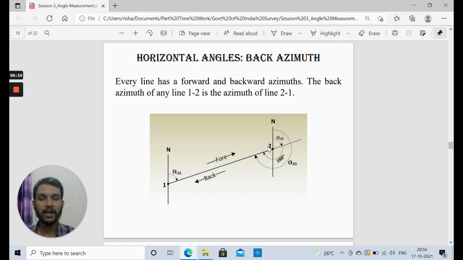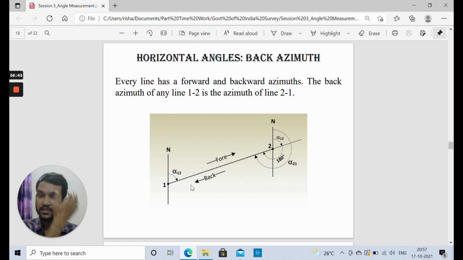From 1 to 2, if we are taking the measurement, it will be fore bearing or fore azimuth, and if we are measuring from 2 to 1, it will be back azimuth. So alpha 1 2: suppose an angle from station 1 to station 2 we measured with reference to the actual northern axis, it came as alpha 1 2. Now if we are measuring the same angle from station 2 to 1, it will come as alpha 2 1. Then how can we calculate from alpha 1 2 the value of alpha 2 1?